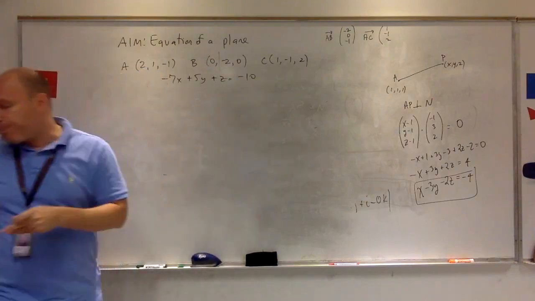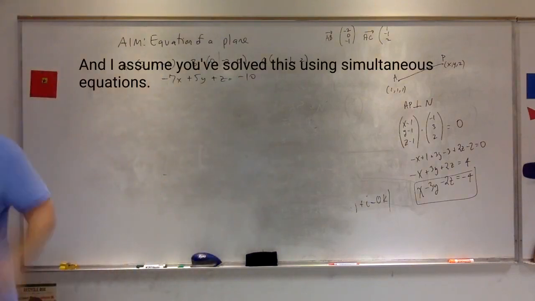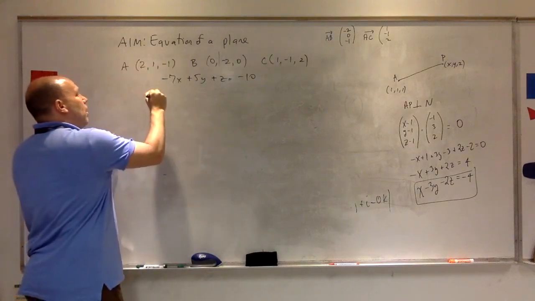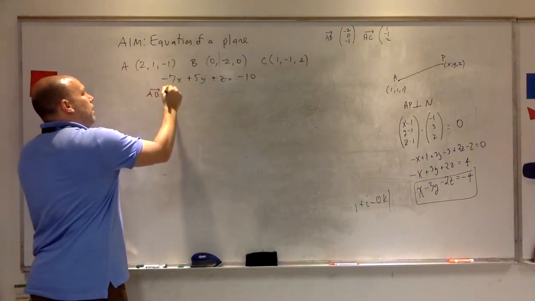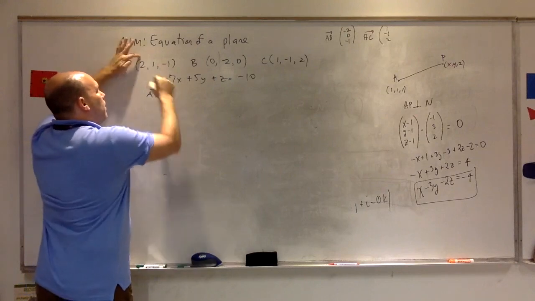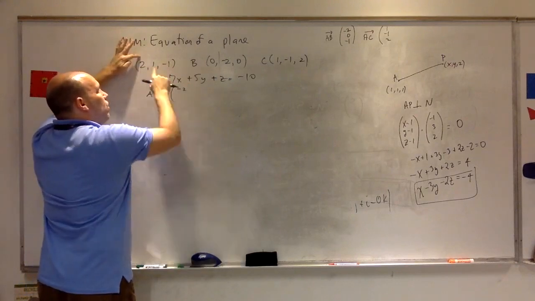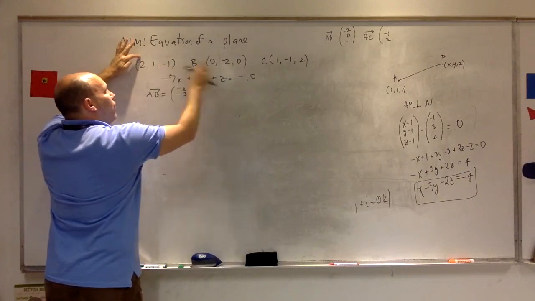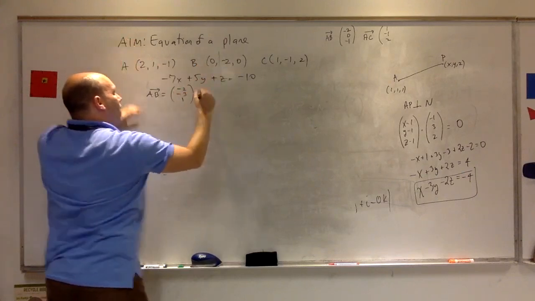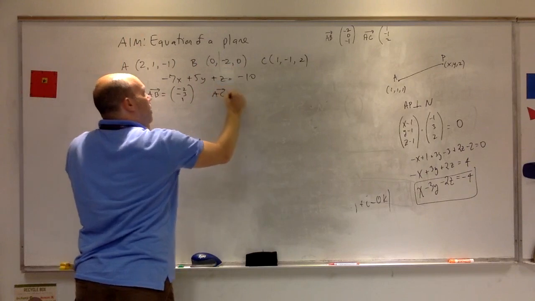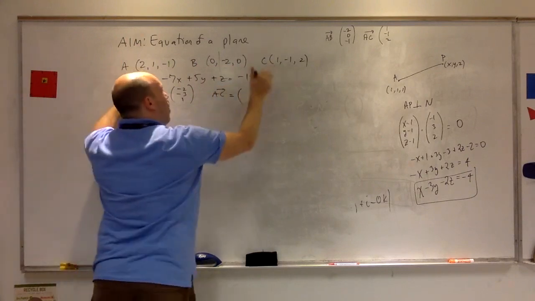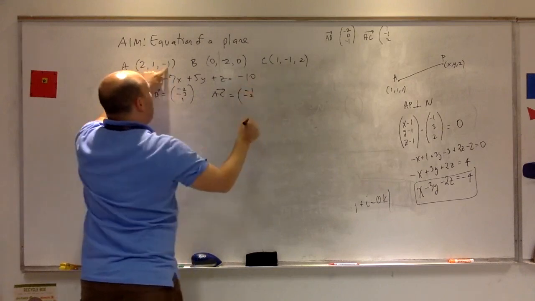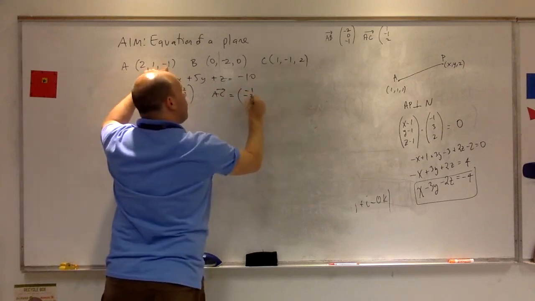Okay, so let's figure this out. Well, I know AB is, let's see, 2 to 0 is -2, 1 to -2 is -3, -1 to 0 is 1. And I know that AC is, let's see, 2 to 1 is -1, 1 to -1 is -2, -1 to 2 is positive 3.